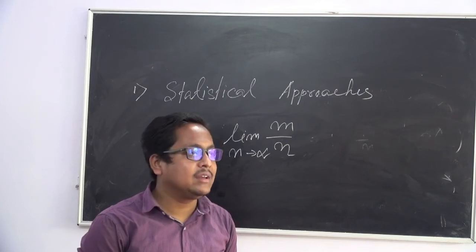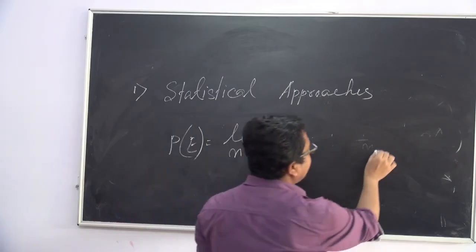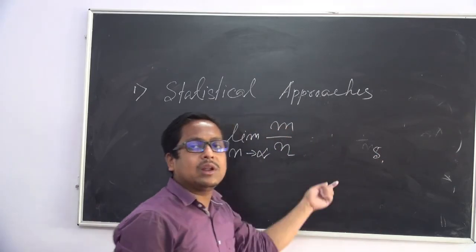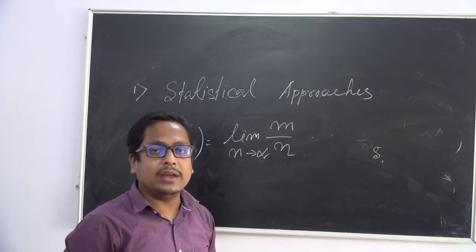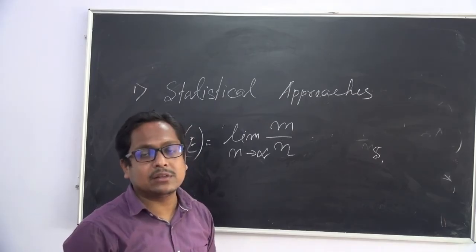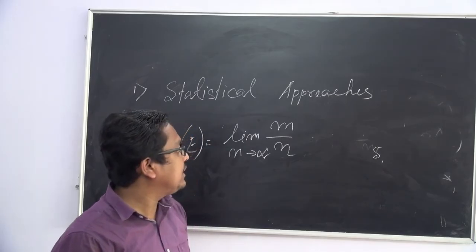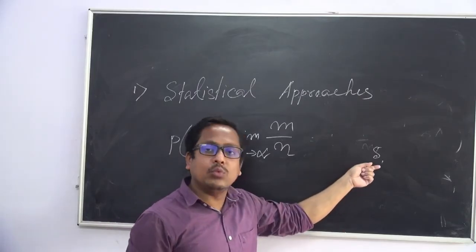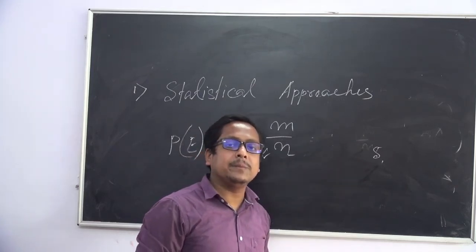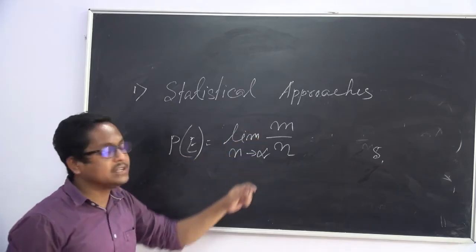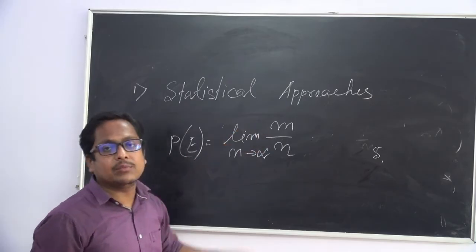It does not mean that if we toss a coin 10 times, then the number of heads is 5 or the number of tails is 5. But if we conduct the experiment in a large number of trials, 1000, 100,000, 20,000 like that, then we can at least get a probability of nearly 0.5 for both the occurrence of head or the occurrence of tail. So this is known as the statistical or relative frequency approach. Clear?